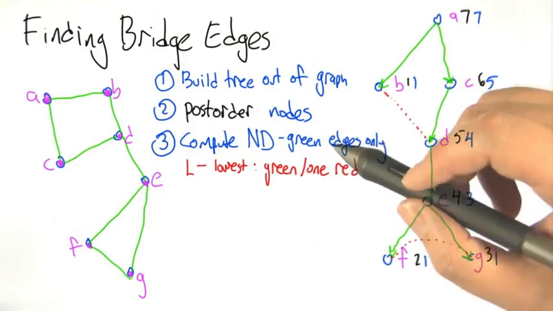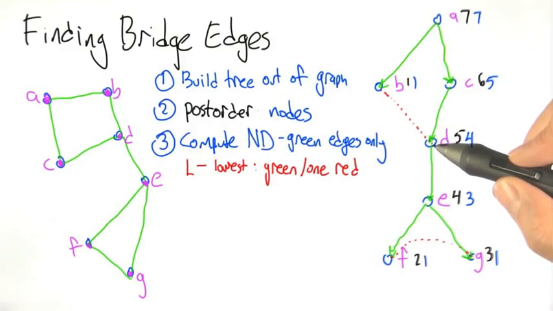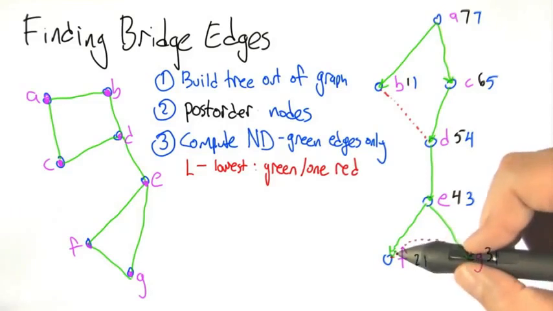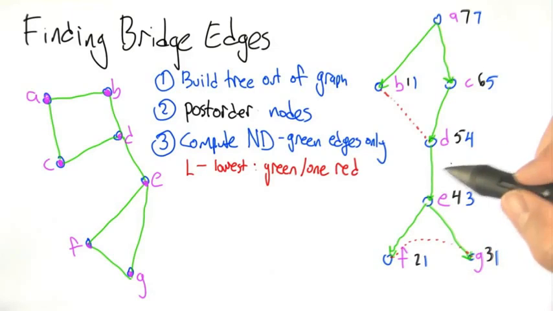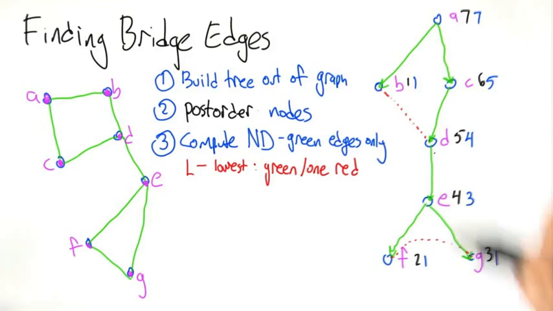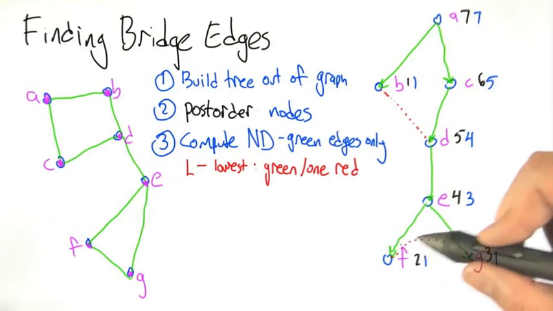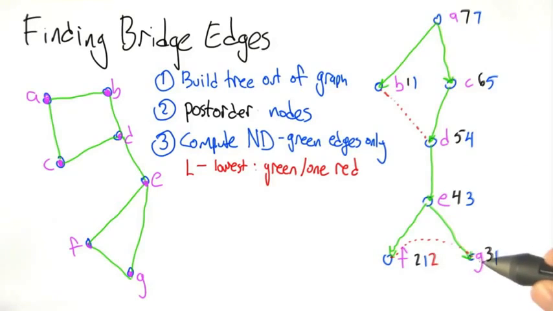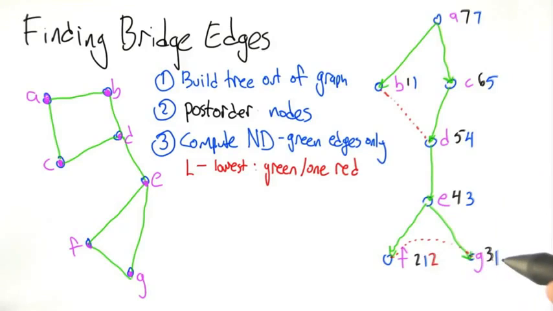So the next thing we're going to compute is for each of the nodes, we're going to consider the set of nodes that are descendants of the node or reachable from the descendants of the node by one hop of a non-tree edge. And of all those nodes that are reachable, we're going to look at the post-order value that is the smallest. We'll call that L. So in the case of F, F has itself and it also can reach G. The smallest value there is 2. G has no descendants, but it can reach by one red edge F. So the smallest of these values, 2 and 3, is 2.